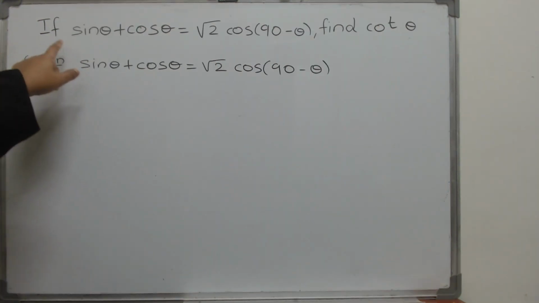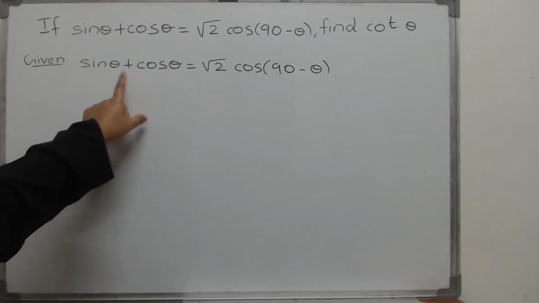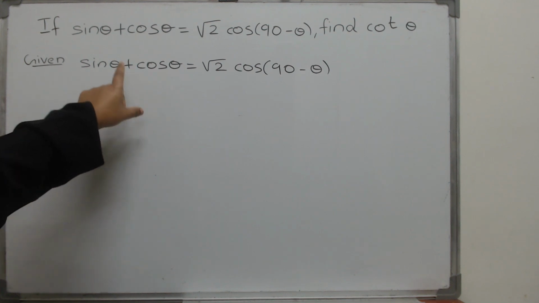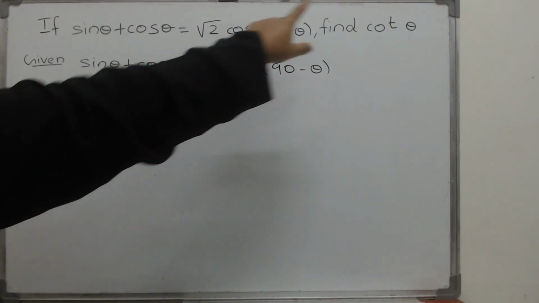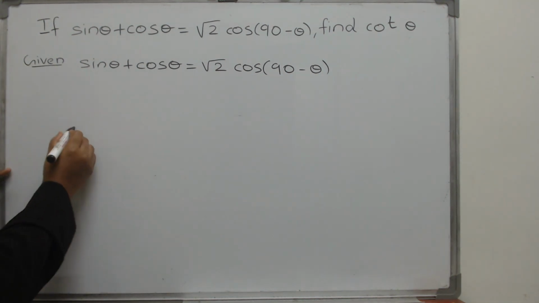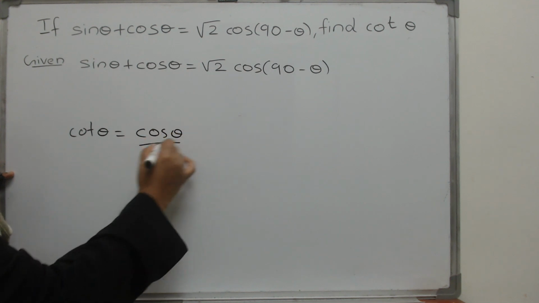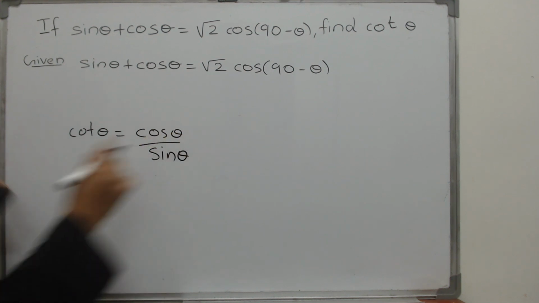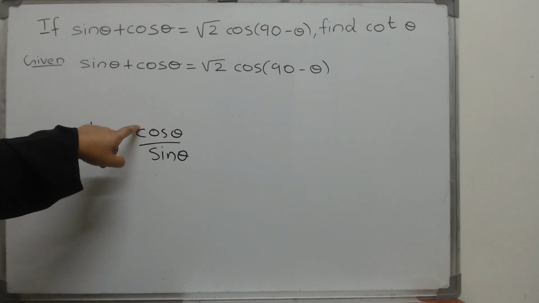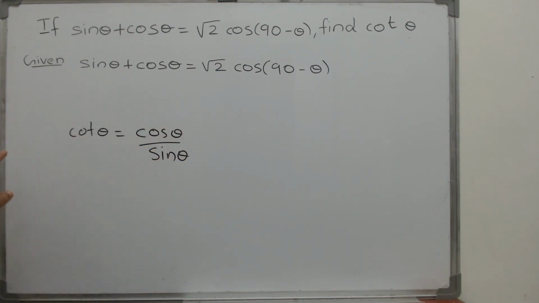Now this is our second question. We are given such an equation. This is the information we are given. Using this you have to find cot theta. Now remember, your cot theta is actually what? It is cos theta by sine theta. So you don't even have to find the individual values. You just have to find what this ratio is. So that is easy, right?